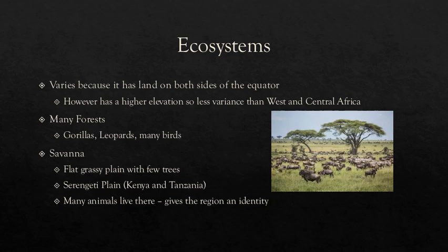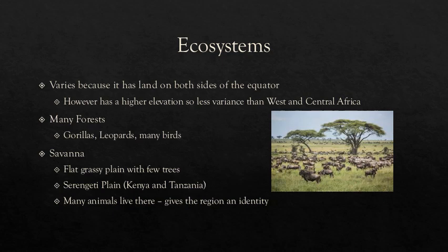And the region also has many forests, which are home to a lot of different animals used as a habitat, many different kinds of birds, leopards, gorillas. Many animals live there. The savanna, however, is really the most important ecosystem that we're going to talk about. It's the defining ecosystem of this region.